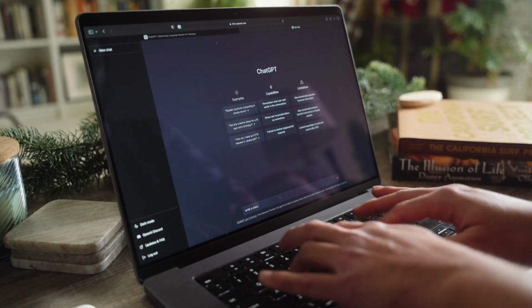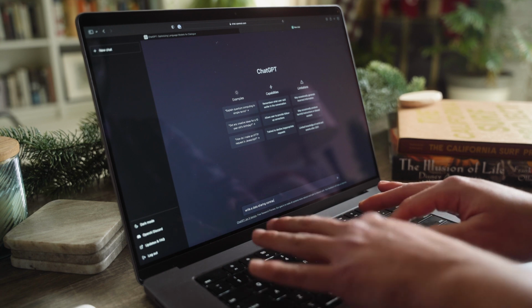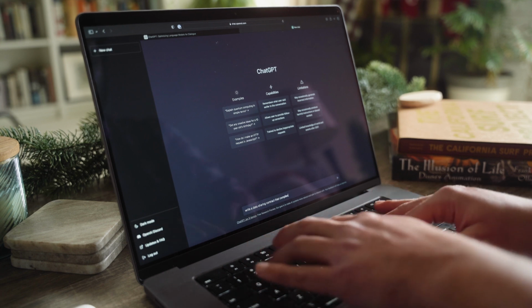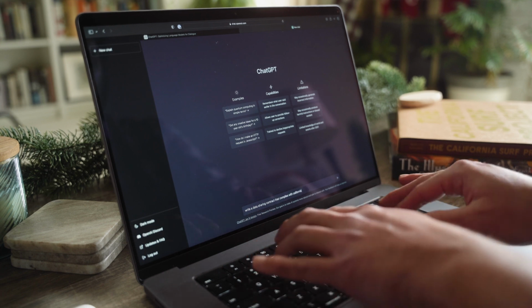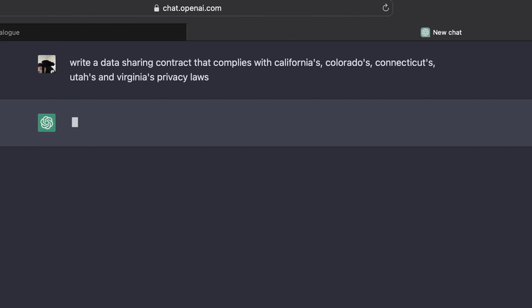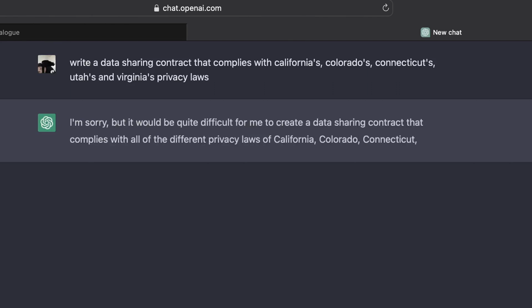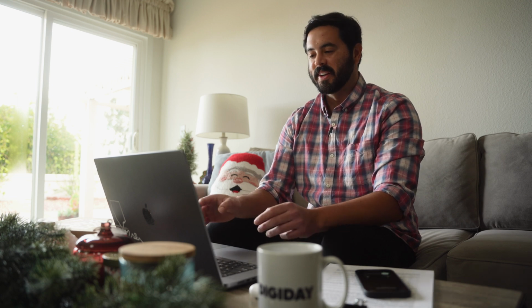Let's see how smart you are. Write a data sharing contract that complies with California's, Colorado's, Connecticut's, Utah's, and Virginia's privacy laws. Ha! I knew it.